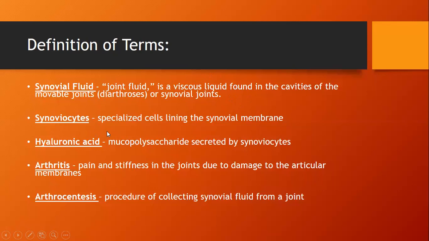These are cells lining the synovial membrane. And then we have hyaluronic acid. It's a mucopolysaccharide secreted by the synoviocytes. Okay? This is the substance responsible for the viscosity of synovial fluid. Arthritis refers to the pain and stiffness in the joints due to damage to the articular membranes. Then arthrocentesis is a procedure of collecting synovial fluid from the joint.